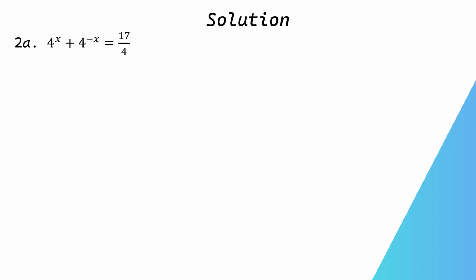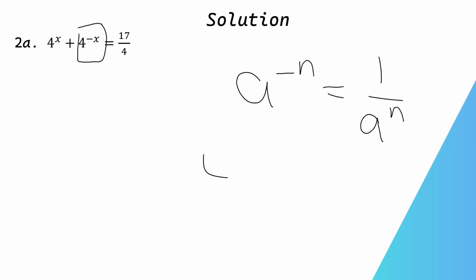We have 4 to the exponent x plus 4 to the exponent negative x equals 17 over 4. So the first thing we would like to do is to clear by multiplying through by 4. Now we have to make an observation as well that 4 to the exponent negative x is of the form a to the exponent negative n. So we have 1 over a to the exponent n. So 4 to the exponent negative x equals 1 over 4 to the exponent x. That's one observation we have to make.